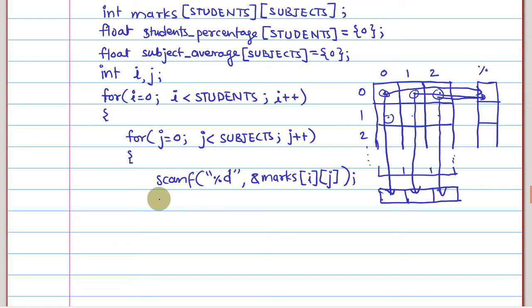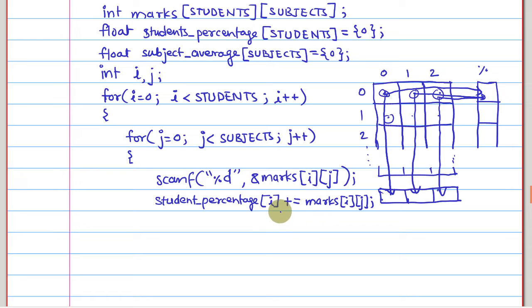So now we can write student percentage. What is the index? We have to store it at index I, because we are scanning the marks of the student whose marks are stored at index I. So student percentage at index I plus equal to whatever it contains, add to that whatever we have scanned recently, which is marks of ij, right?